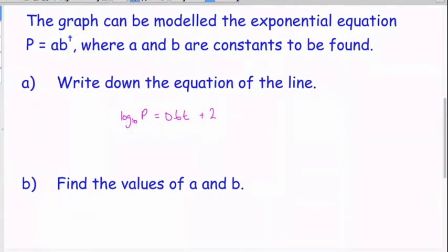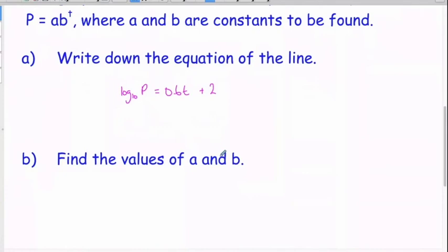That's why we had to use a and b. It's because we don't know what the b is until we've done the question. If we'd known what b is, we wouldn't need to be asked this question. So how do we go from this to p equals a b to the t? Well, we're going to have to remember how we unlog. How do we get the p out of this log?